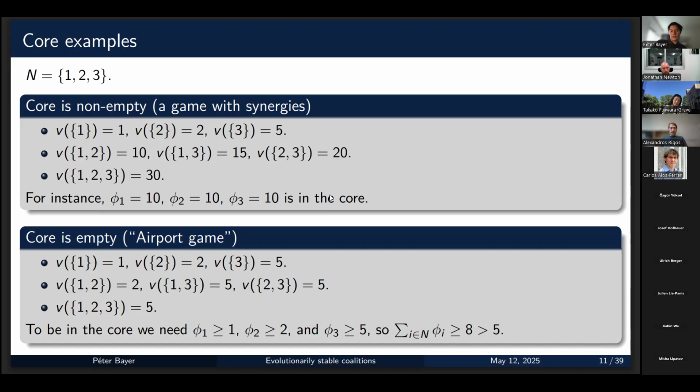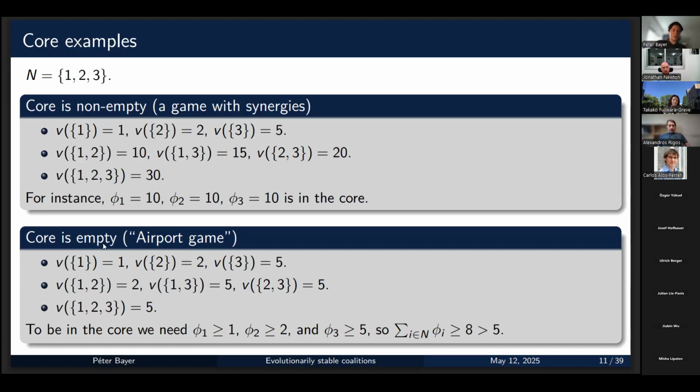The funny part here is that the players are clearly not equal, right? 1, 2 is worth 10, whereas 3 is worth 5, 2, 3 is worth 20, but they get the same. Even so, no coalition can team up and block this, or no individual can block this.